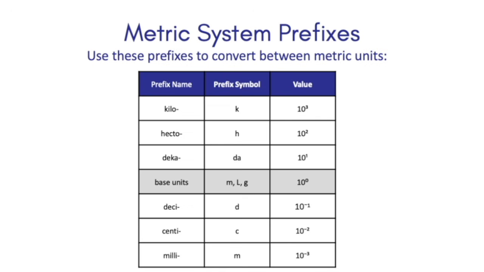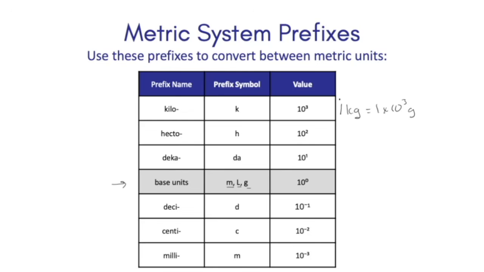This slide is the metric system, the prefixes, the symbols, and then the values or conversions that you would use in the metric system. Our base units are meters, liters, and grams, and that has an exponent of 0. It's the base that you're either converting to or from. Kilo is the largest unit, K, and the conversion factor for kilo, let's say I'm using grams, would be 1 kilogram equals 1 times 10 to the third grams.